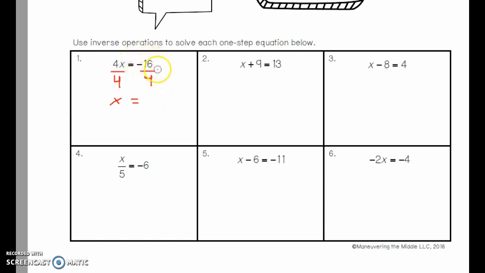Do you see the negative? A negative divided by a positive is a negative. Now I'll do the numbers. What's 16 divided by 4? 4. Now we always do a check.